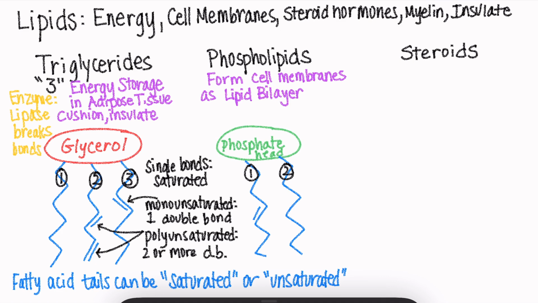The third category of lipids in the body are steroids. Steroids are hormones that are formed from cholesterol.